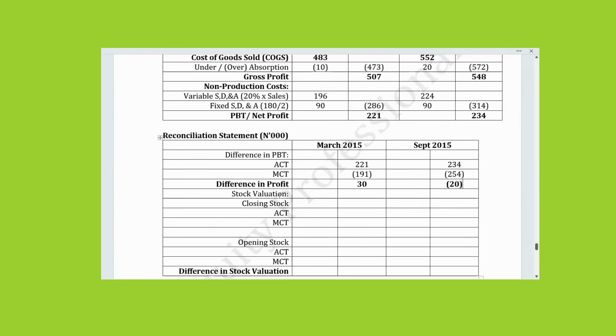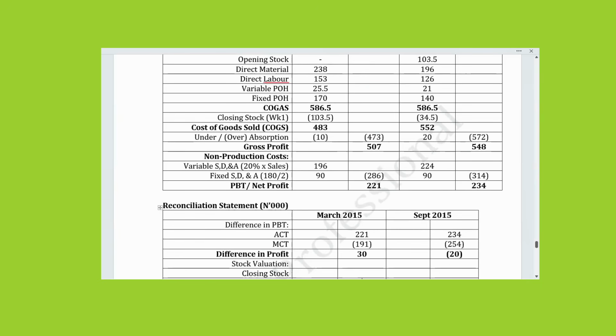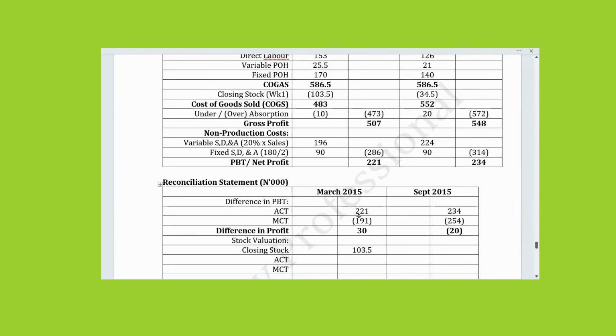We need to find difference in stock valuation. To do this, we are going to pick the closing stock under absorption costing. In March, it was 103.5. Here is 103.5. Okay, let me just do for September. For September is 34.5. Sorry, not here.